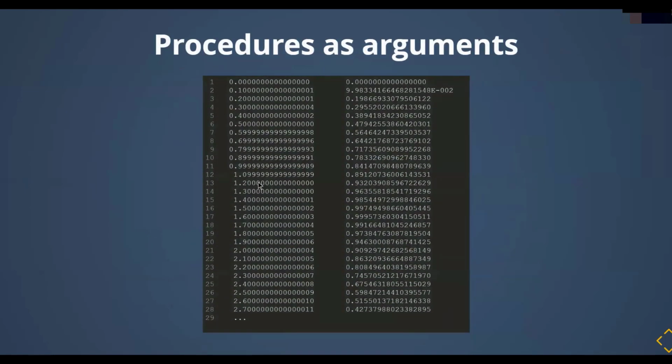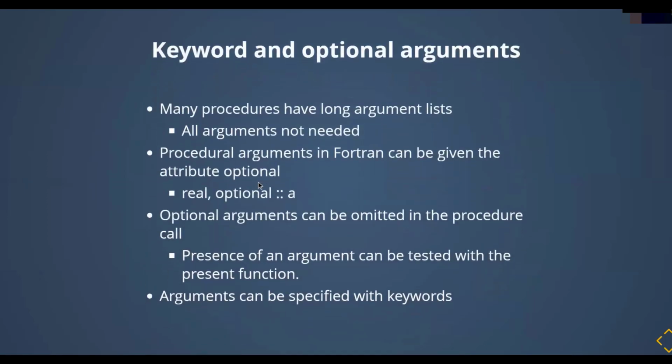And you get this nice output here. There are also some other very nice features that make Fortran even more Python-like, and that is keyword and optional arguments. So just like in Python, you can specify arguments using keywords, and you can do this in Fortran as well.